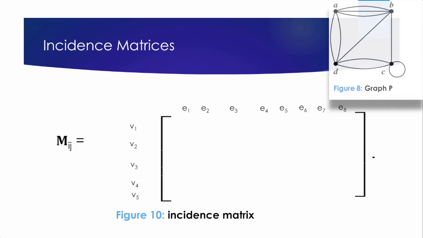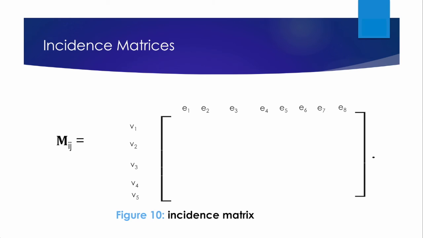Another common way to represent a graph is to use an incidence matrix. But first, we need to understand what we mean by incidence matrix. The incidence matrix is usually denoted by M instead of A. There is only one key difference. We still are going to be labeling our rows by vertices, but now we need to label the columns by edges. Figure 10 is showing an example of an incidence matrix with 5 vertices and 8 edges.